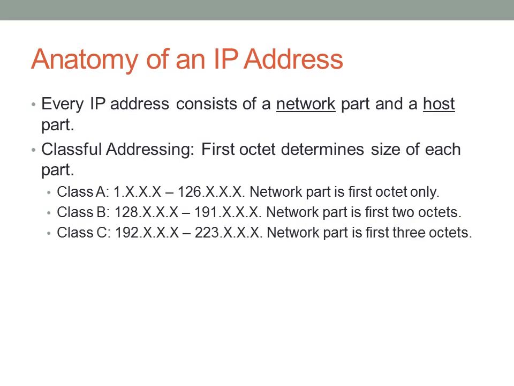The final class is the Class C address, and those are going to be all addresses from 192 to 223. So, for example, the ever-famous 192.168.1 would be considered a Class C network. And you'll notice I said the first three octets there because the first three octets are considered the network portion. The last octet is reserved for hosts.